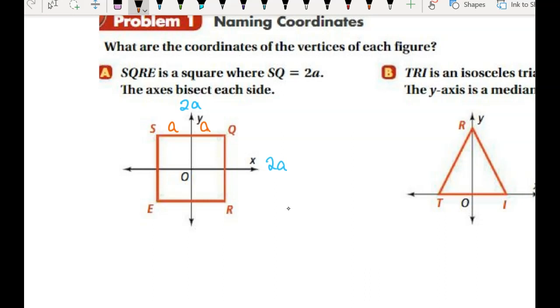So how long is it from Q to the x-axis? It's a. What about from R to the x-axis? That's a units long. Have you noticed a pattern? So all of these are a units.